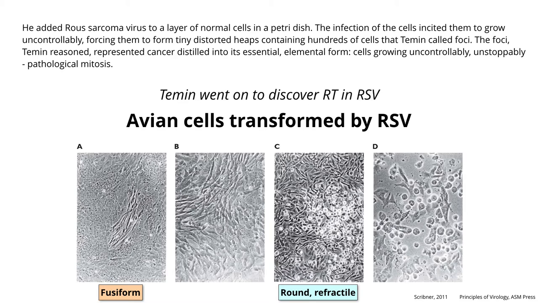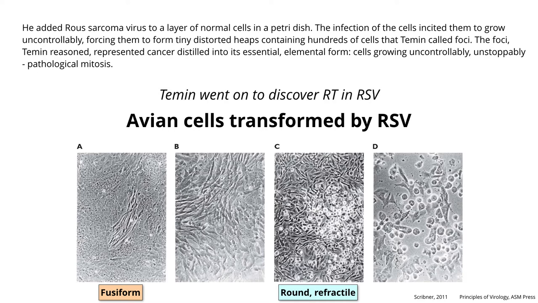So these are some examples of avian cells transformed by Rous sarcoma virus. Here is, for example, on the left, a focus of cells on a normal cell background. These are avian cells infected. You have a single focus of cells that have been transformed by the virus. Again, their growth properties have been changed in the ways we talked about earlier. And there are some other examples here of round refractile cells as well. So the morphologies can be slightly different.